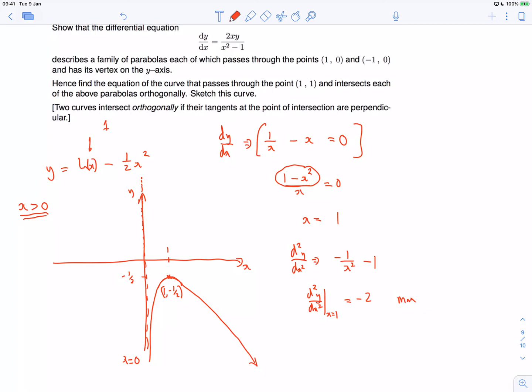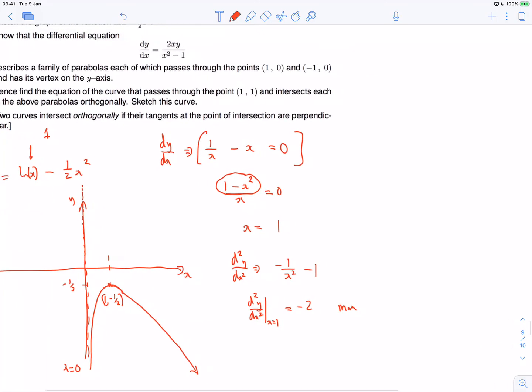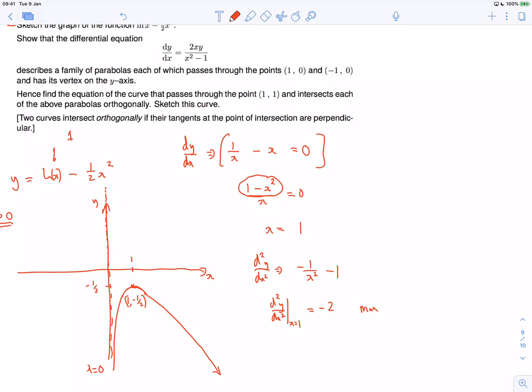How do I know it's disappearing off to negative infinity and not flattening off? Well, let's suppose I've got ln of x minus a half x squared. The logarithmic graph goes through 1 like that and then slowly goes to infinity. It's quite slow. Whereas the minus half x squared graph is going to be a U-shaped parabola looking like this.